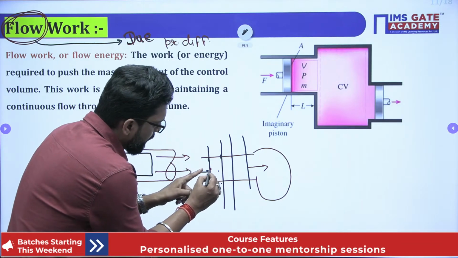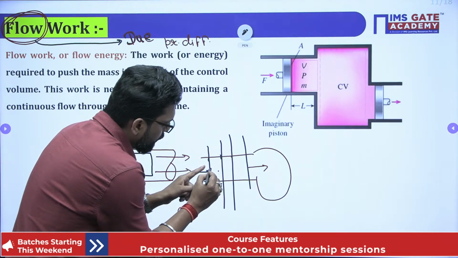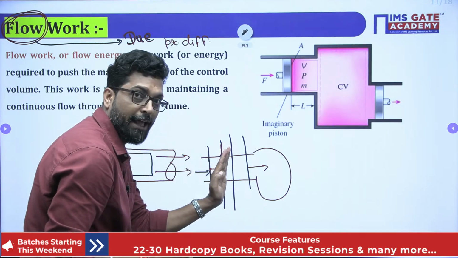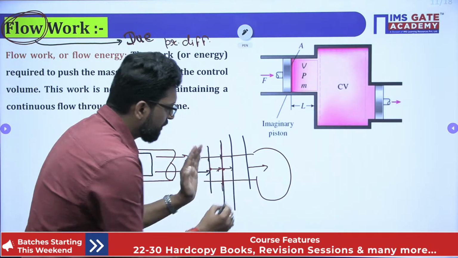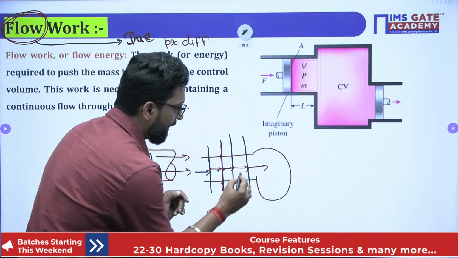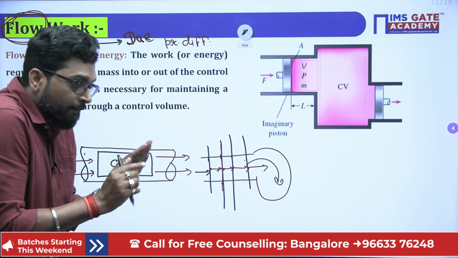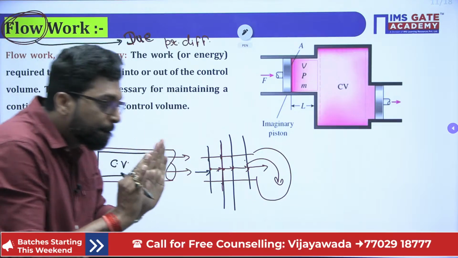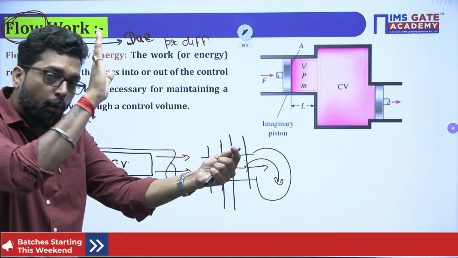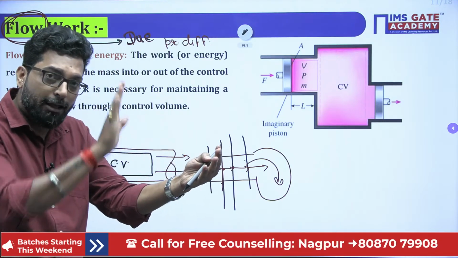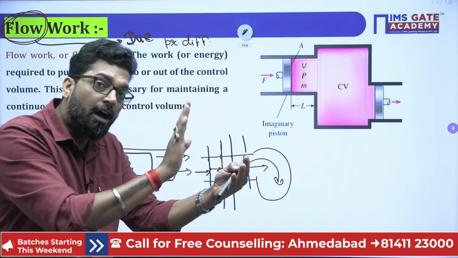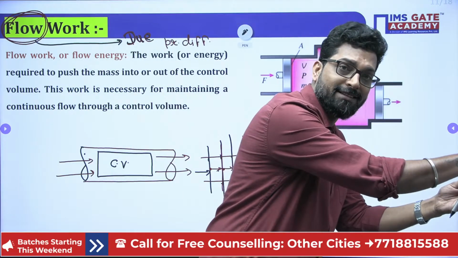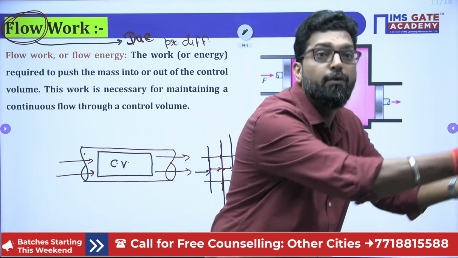If you want this fluid to move, this fluid tries to push this fluid layer, and this fluid tries to push the next layer, so that this layer will enter into this. That means this is a pushing kind of work. One imaginary fluid column will push another fluid column, and that column will push the next fluid column, so that the fluid flow will be maintained.